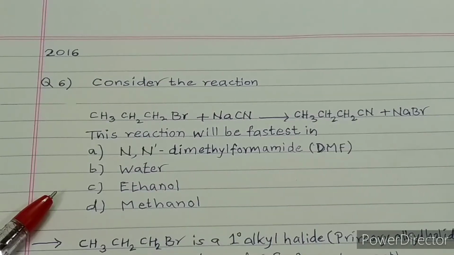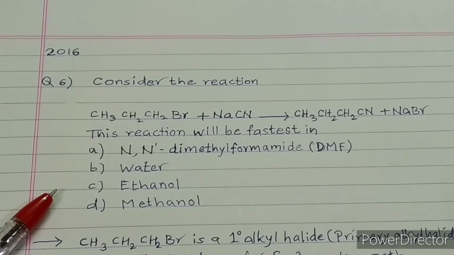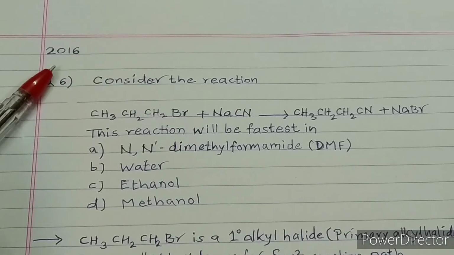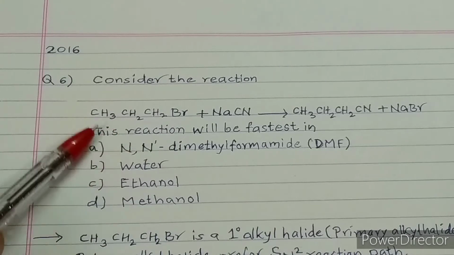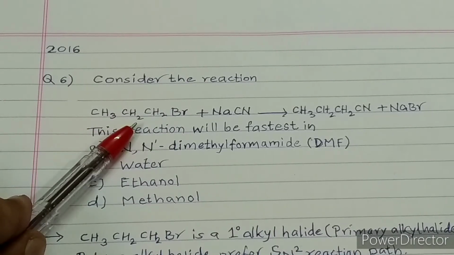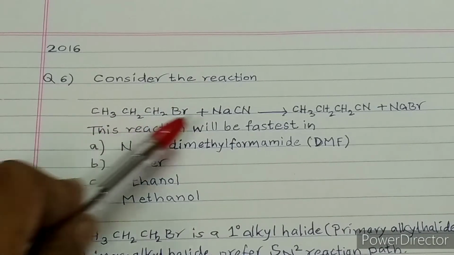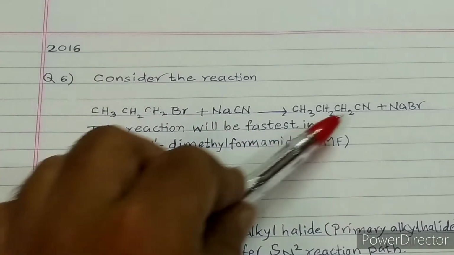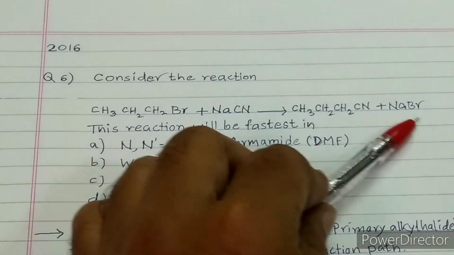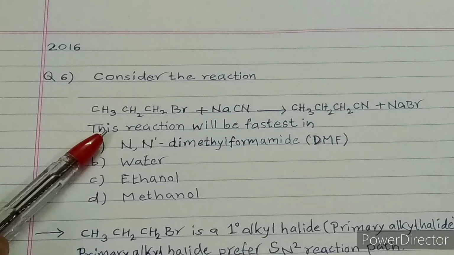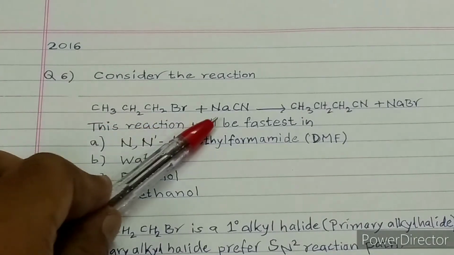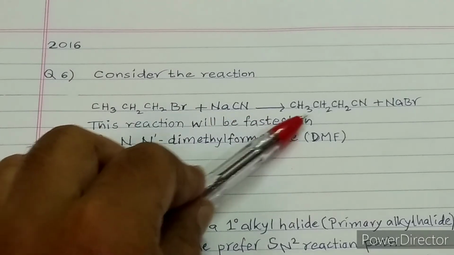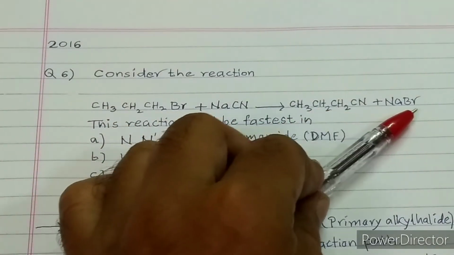This is the sixth video on NEET previous year appeared questions. 2016 NEET appeared question. The question is, consider the reaction. We can read the reaction by using IUPAC names: bromopropane reacts with sodium cyanide gives cyanopropane and sodium bromide. We can also read the same reaction by using the common names: propyl bromide reacts with sodium cyanide gives propyl cyanide and sodium bromide.